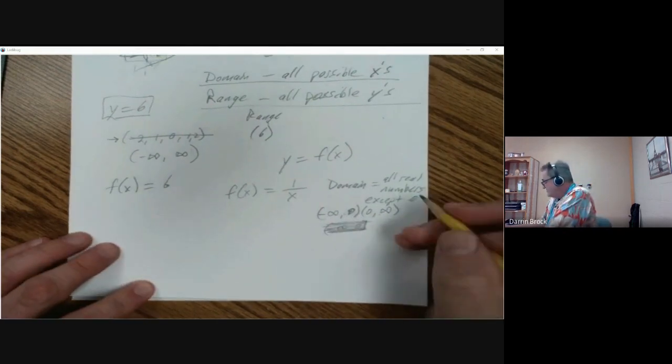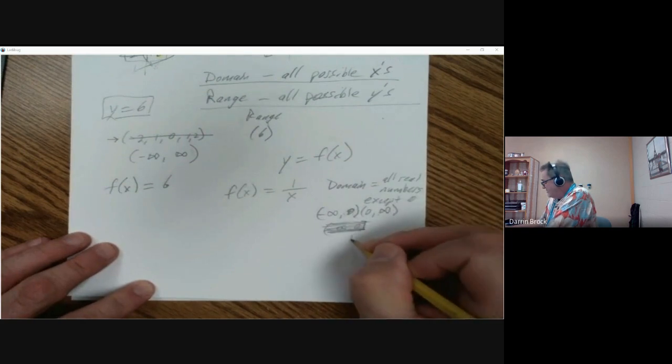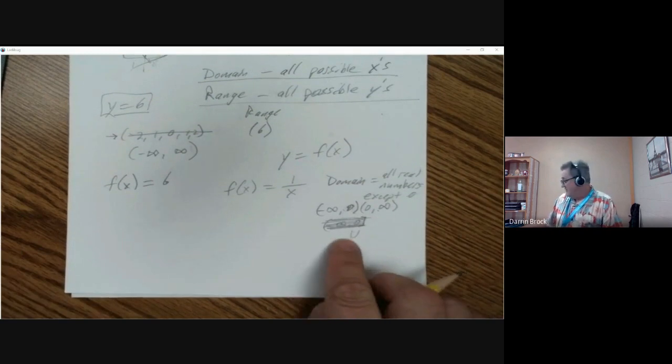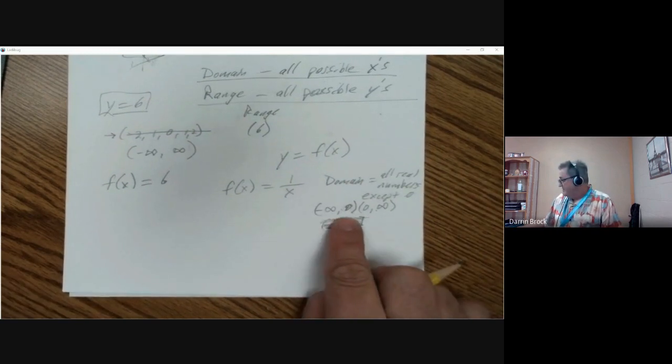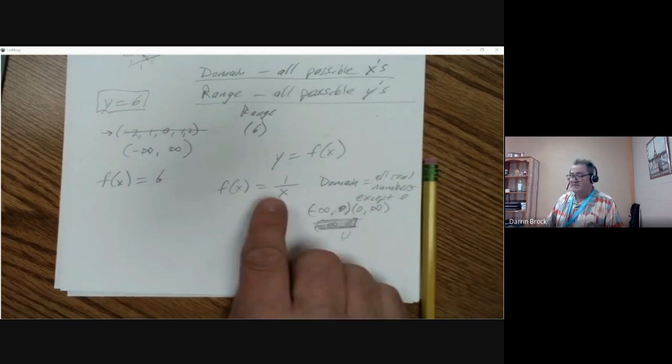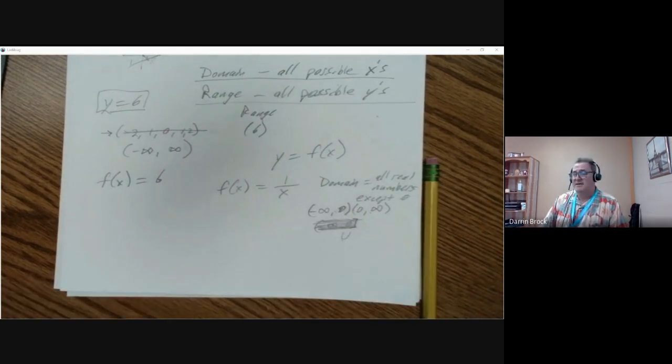And in math terms, we'll learn to put this symbol in between there. That means both of those, union. We haven't got to that. We'll talk about that. Negative infinity to 0 and 0 to infinity, but not counting 0 itself. So domains and ranges. We're talking this lesson about how to figure out what is a proper domain and range.